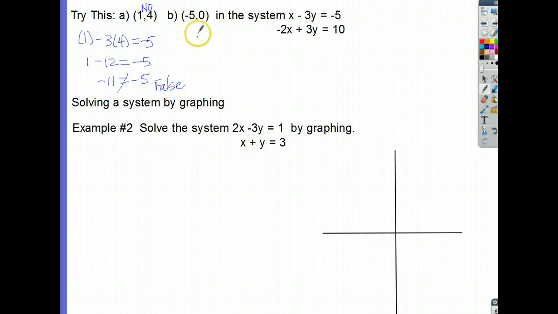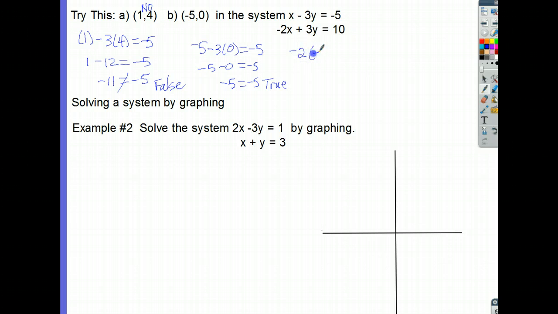All right, let's try B. We have negative 5 minus 3 times 0 equals negative 5. Well, does negative 5 minus 0 equal negative 5? I think negative 5 does equal negative 5. We have a true statement here. It does solve the first one, but it has to solve the second one to be the solution to the system. Let's plug it into the second one.